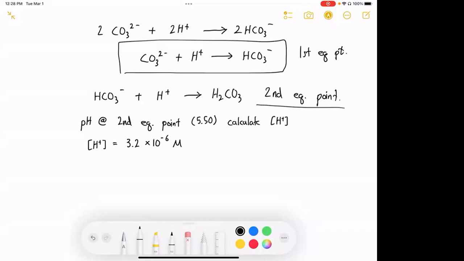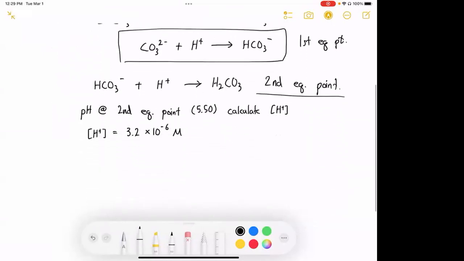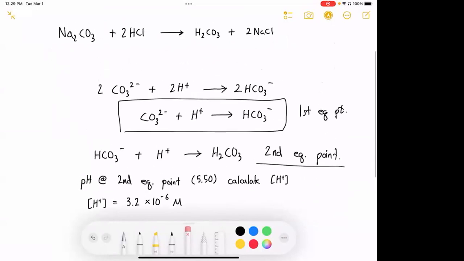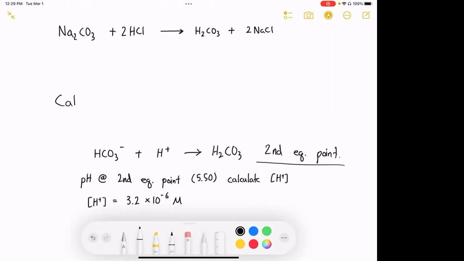Okay, so first, what we're doing right now is calculating Ka1. So I'm going to list what we're doing here. Let's erase this here. So this is the second equivalence point. We are calculating Ka1 from the second equivalence point.